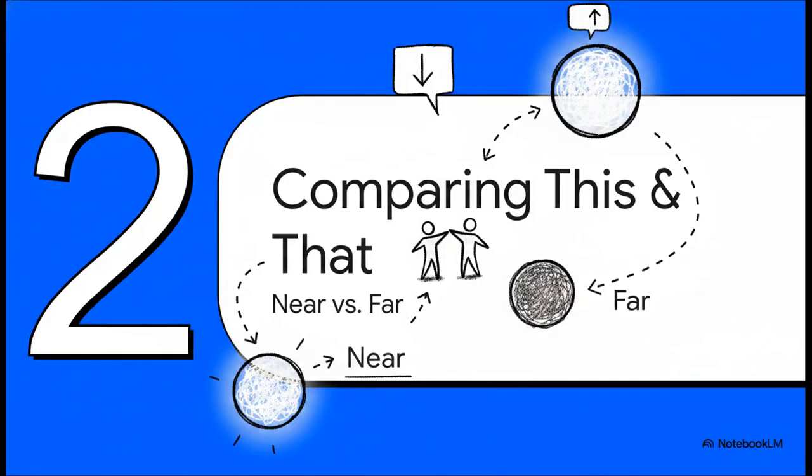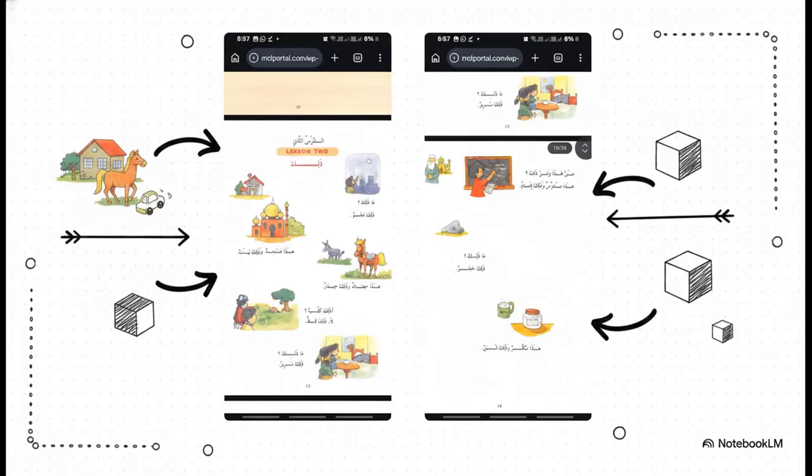Moving on to Section 2, comparing this and that. Now notice how this new word works in tandem with the word for this to create some really clear spatial contrasts. Take a look here. We've got a horse representing this, meaning something right up close, while a donkey is positioned for that, meaning it's further away. The grammar actually directly compares them in a single sentence to map out that distance. And we see the exact same pattern repeated with the sugar being up close and the milk set further back. It's just such an effective trick to map out physical space using language.